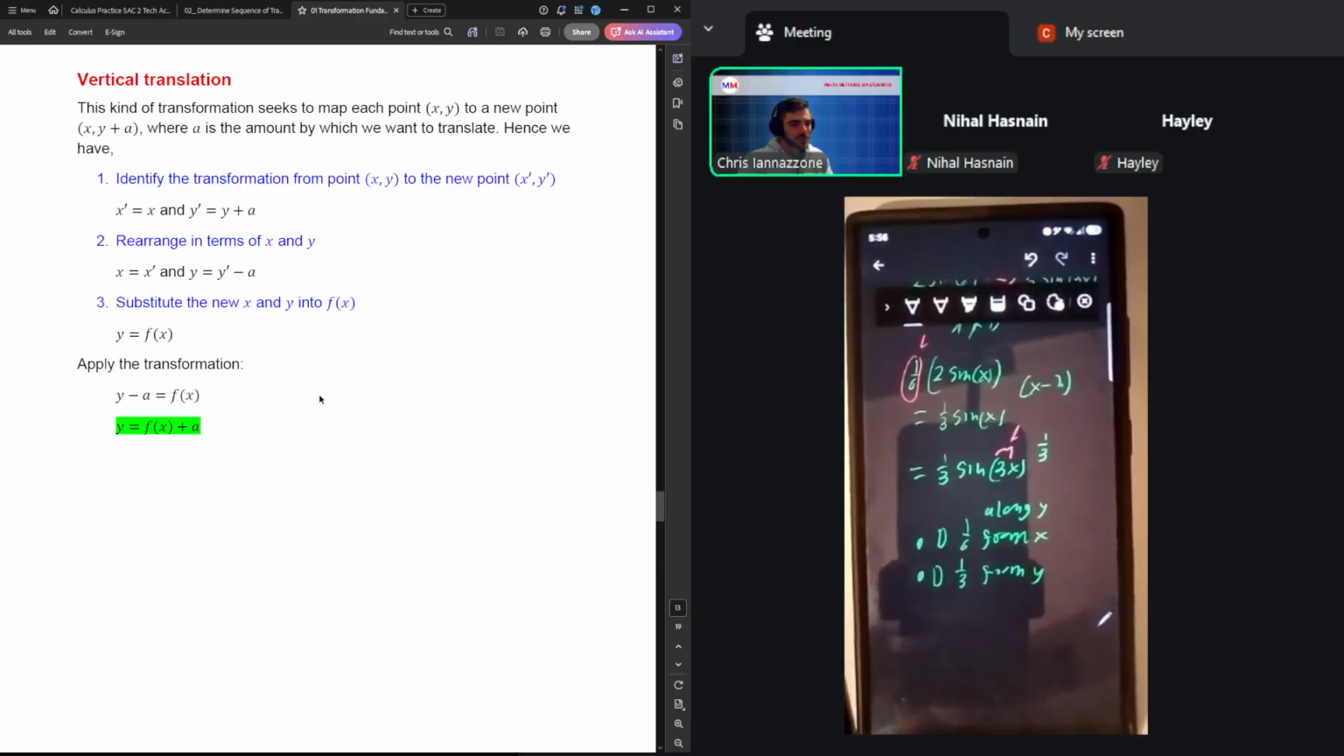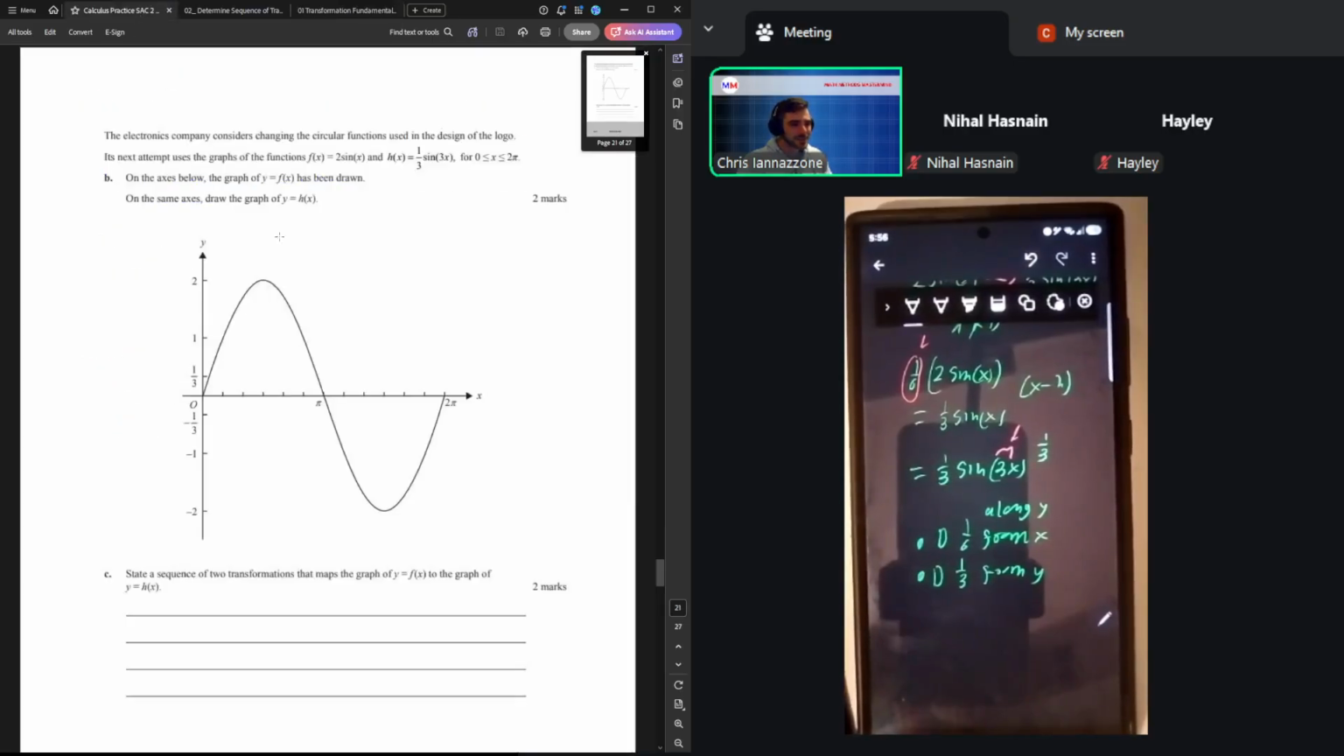Like, why does plus sometimes mean up and negative means down, whereas for horizontal, negative means right, positive means left. It's weird things like that that get explained by that.